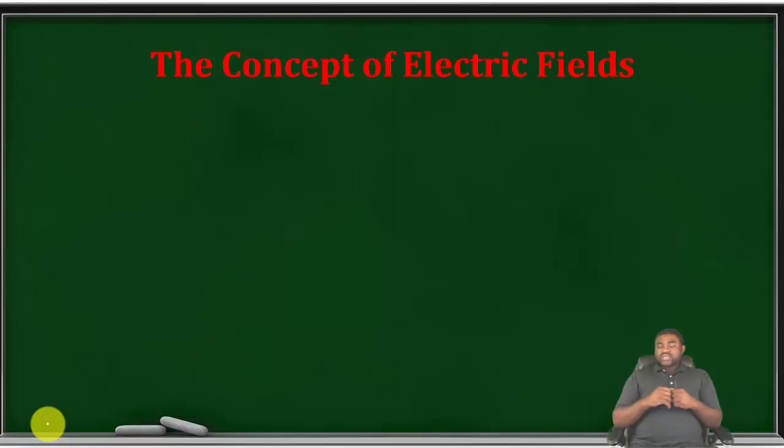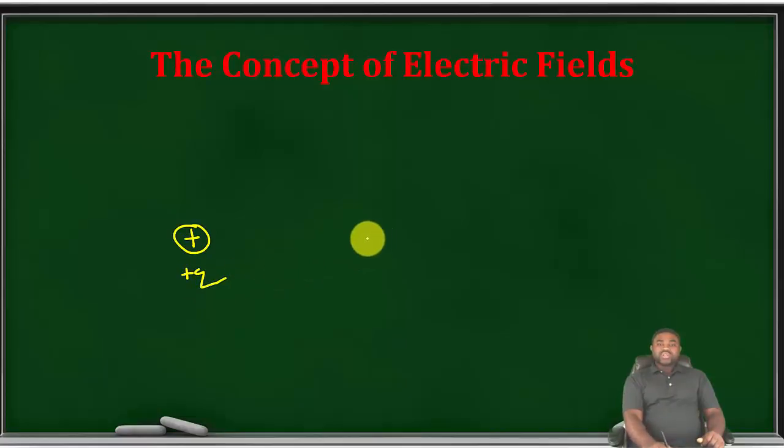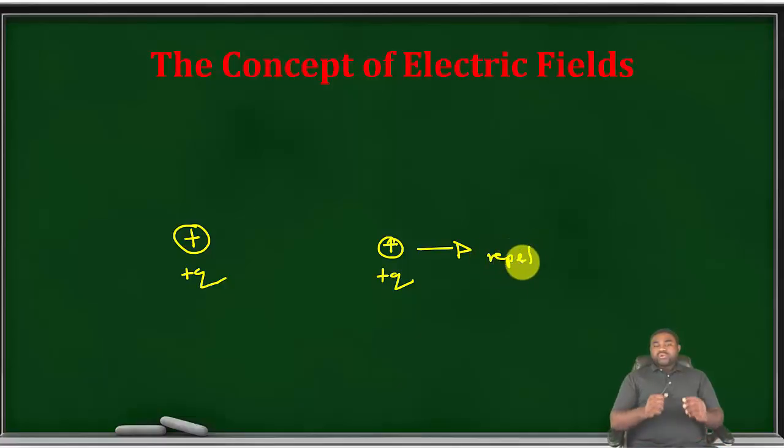But the question is, how can a charged particle exert a force on another charged particle not in contact with it? Take for example, we have a charge here, positive Q, and another charge here, positive Q. Normally, we know that this charge is going to be repelled because they are of the same sign. But why?